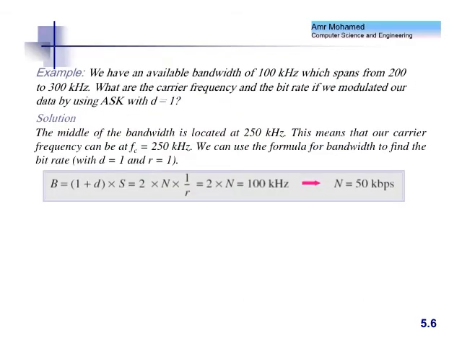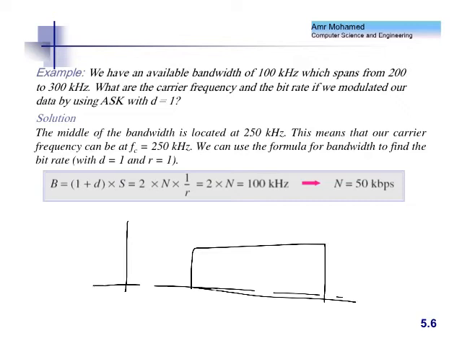So we have an available bandwidth of 100 kilohertz, which spans from 200 to 300. So basically, the signal is something like this. So from 200 to 300. Okay? And the bandwidth is 100. Okay? So, which means that, what is the carrier frequency? 250, bro. So the carrier frequency is 250.